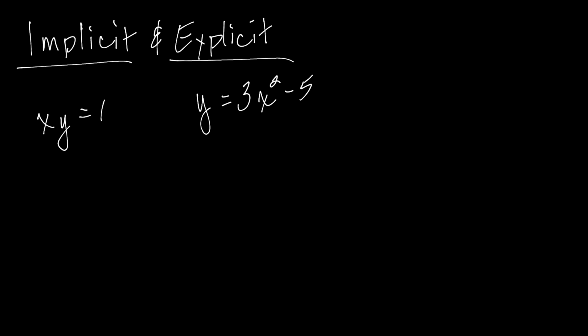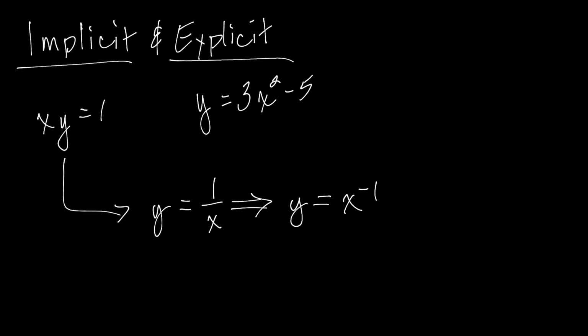x times y equals 1. That's an implicit function. So before we would have differentiated that, we would have rewritten this as y equals 1 over x. And then we would have gone a little bit further and said y is equal to x to the negative 1. And then we could use just the simple power rule to differentiate this. And we'd say, all right, y prime is equal to negative x to the negative 2. So that was what we had to do up until now.